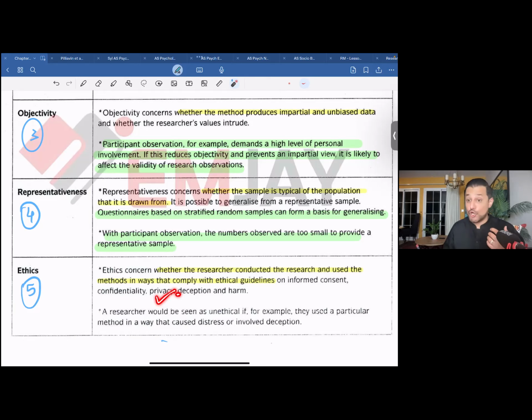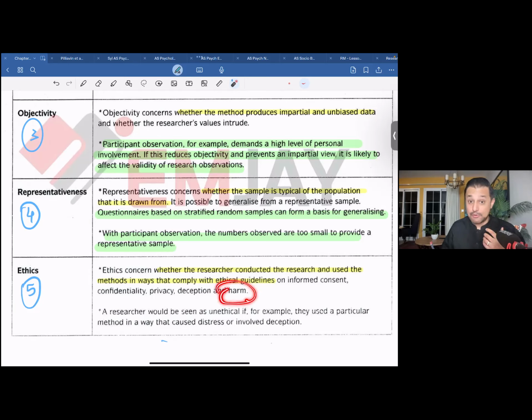Likewise, privacy: do not intrude into anyone's private personal space. If you're collecting data through questionnaires and interviews, make sure you're not stepping into the personal space of participants. If you're collecting data through observation, be mindful of personal space and respect that. Next one, deception. Ideally, do not deceive participants. Do not lie to the participants. Do not deceive them, right?